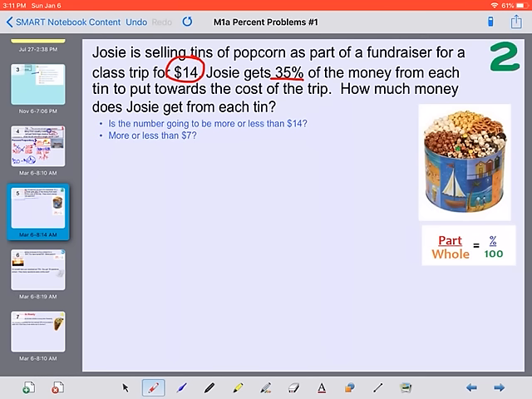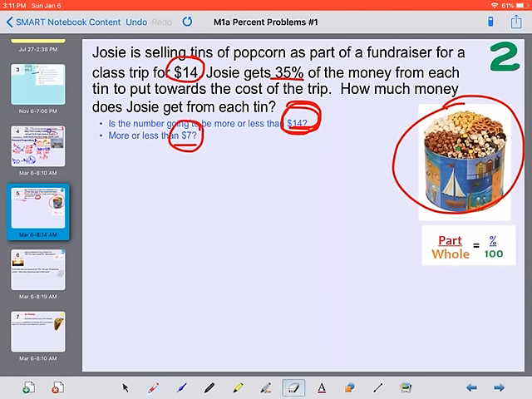So think about it. It says two little hints here. Is the number going to be more or less than $14 or more or less than $7? So if it costs $14 for one tin of popcorn and she's making 35% of that to go towards her trip, well, it's not 50%. 50% would be half. So it's got to be less than the whole thing, less than 14. $7 would be half of our tin. It's even less than half because we're only getting 35% of what people are spending.